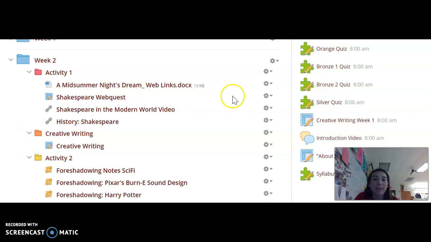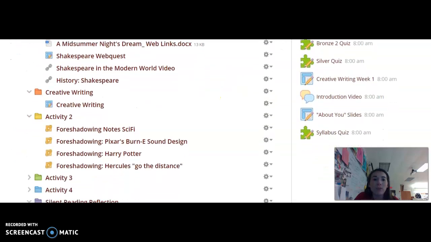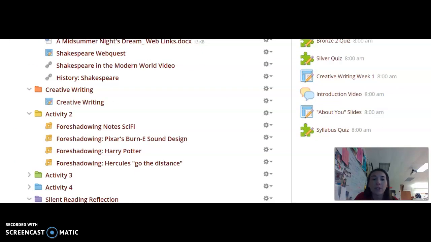Moving into Activity 2, we are looking at foreshadowing notes. I highly recommend that you take your own notes either through a Google Doc or on paper, since we will be using this information about foreshadowing throughout this course. I know you've probably covered foreshadowing in other courses, however, we do use specific language that might be new to you, specific terms that will be linked throughout this course, so I do recommend taking your own personal notes.